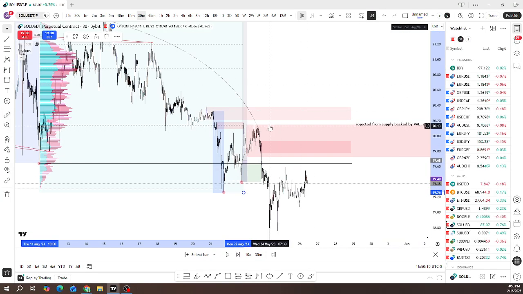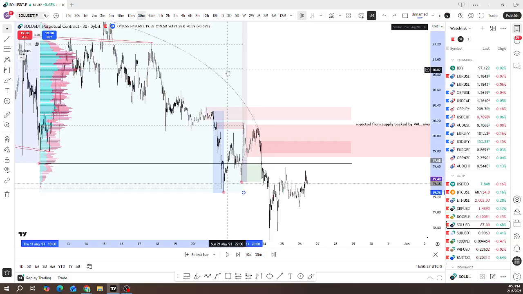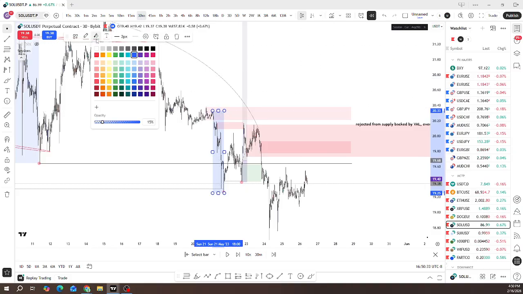Again, didn't really have a clear place to de-risk here. We didn't sweep that high, so there's no distribution to either hedge or de-risk upon, which was a bit unfortunate, but that's what it is.